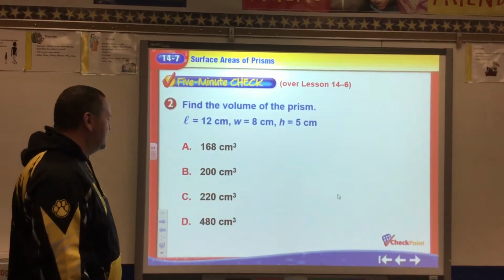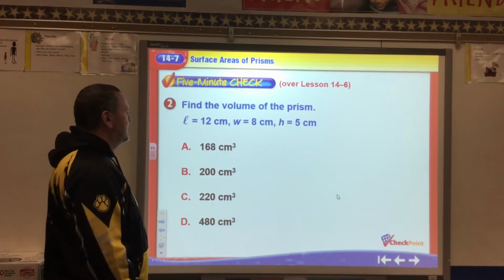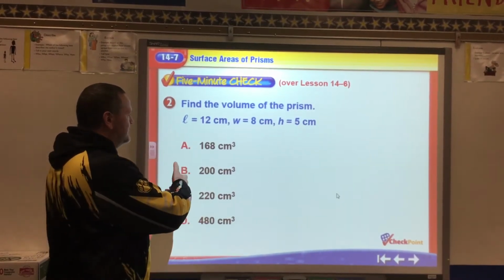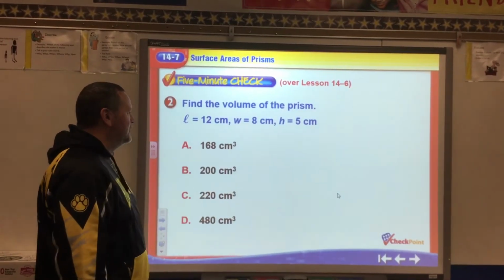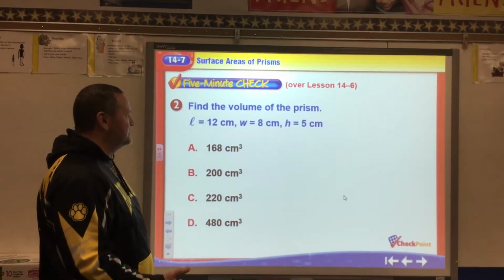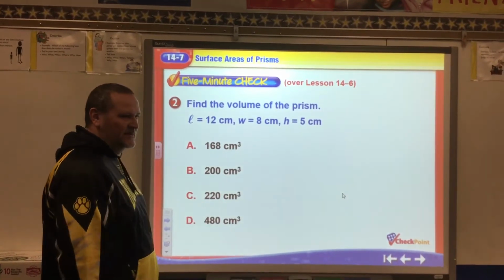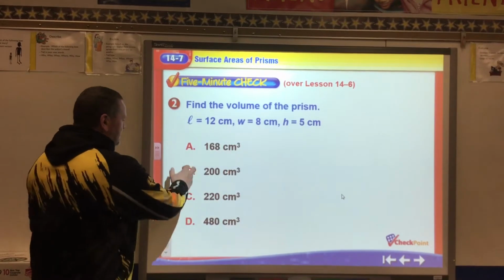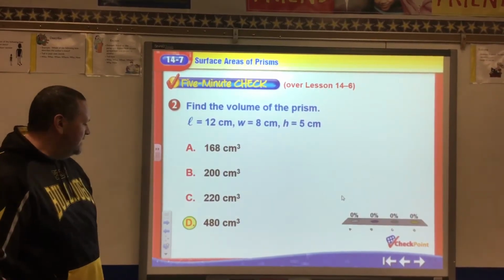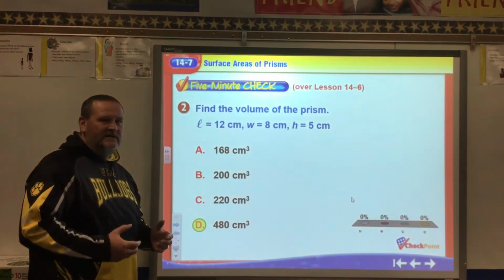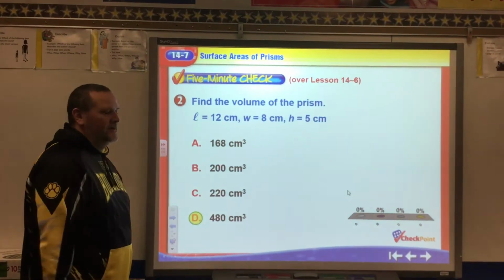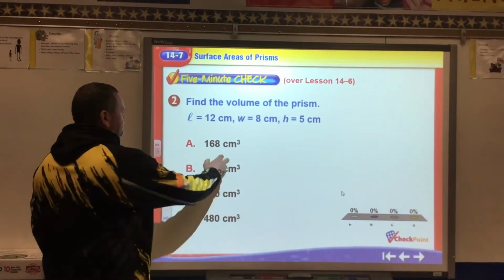Another example, again, you can go in whatever order you want using the same formula. If you wanted to do 12 times 5, you would get 60. And then 60 times 8, you just do the 6 times 8 is 48, add the 0. And you would end up with 480 centimeters cubed. Again, you have the three numbers, so you put a 3 up there.